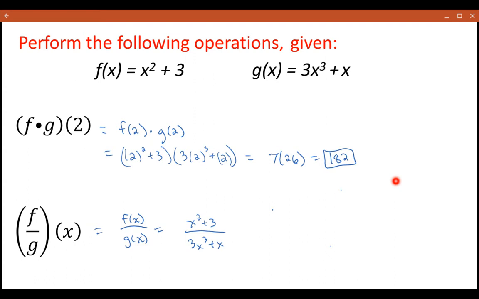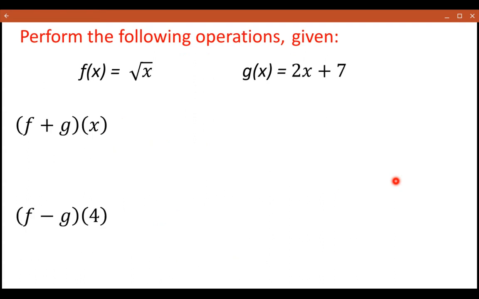Technically, if there was something we could factor out and cancel, we would want to do that. Like if there was an x we could pull out and cancel, we'd want to. This one doesn't have anything that we can cancel, so we're just going to leave it as written, x squared plus 3 over 3x cubed plus x. Pretty simple.